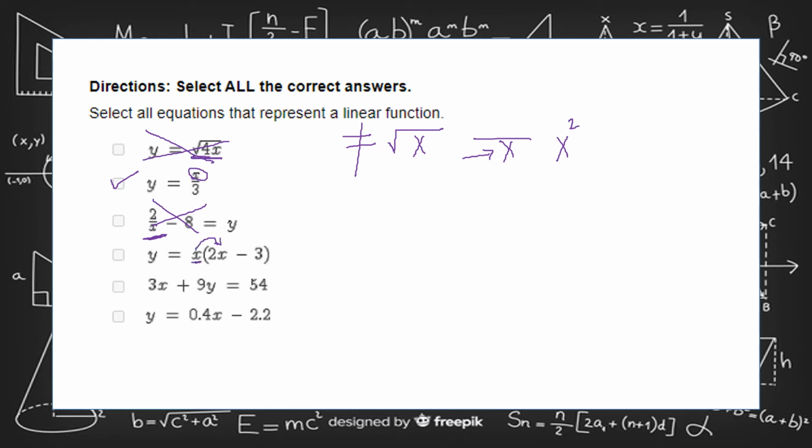I've got to distribute first. So I'm going to rewrite that as 2x squared minus 3x. Well, I see a square there. It's got an exponent. So that one is not linear.